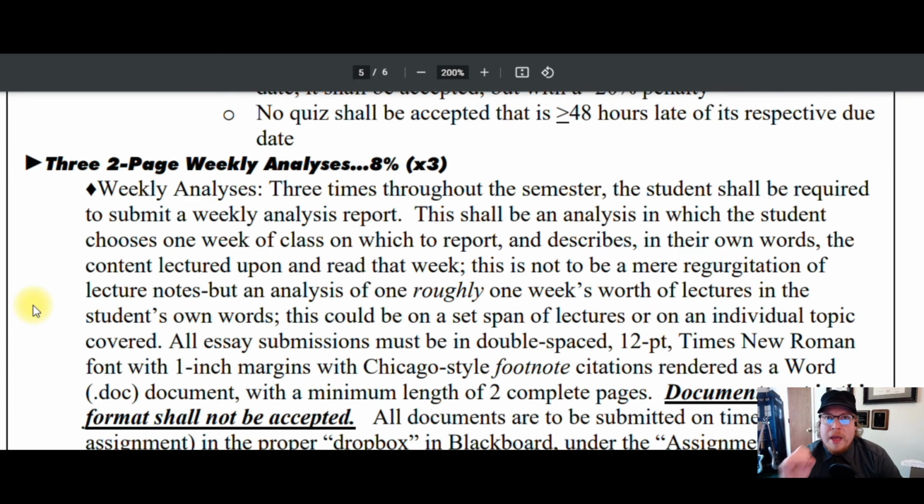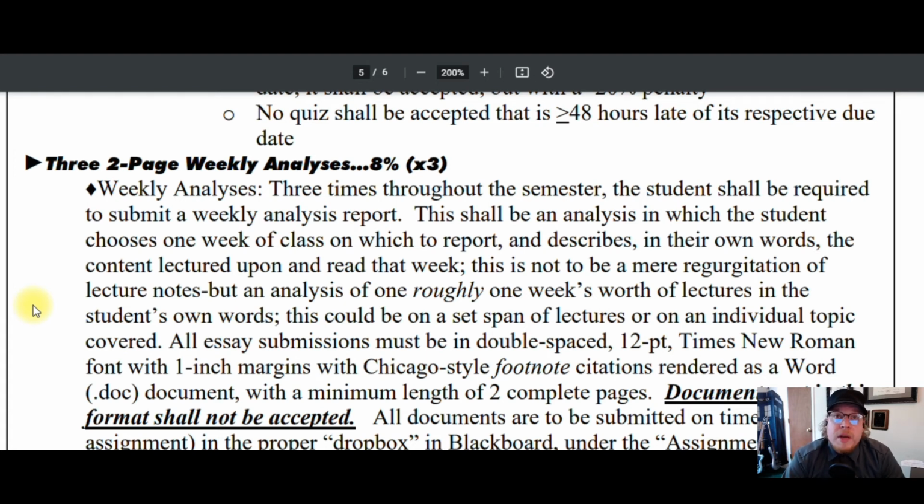You will make a 2-page, and when I say 2-page, I mean 12-point Times Roman, Chicago Manual style analysis of roughly a week's worth of class material. Okay, so basically talk about a week's worth of stuff. So what is a week's worth of stuff? 2-3 lectures worth of material. Summarizing it in your own words.